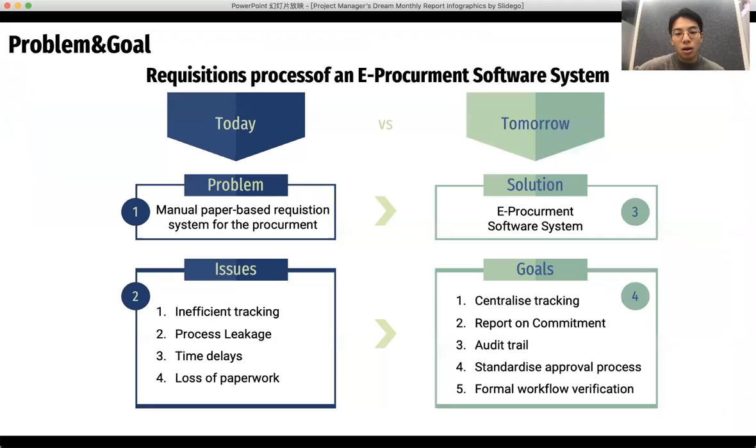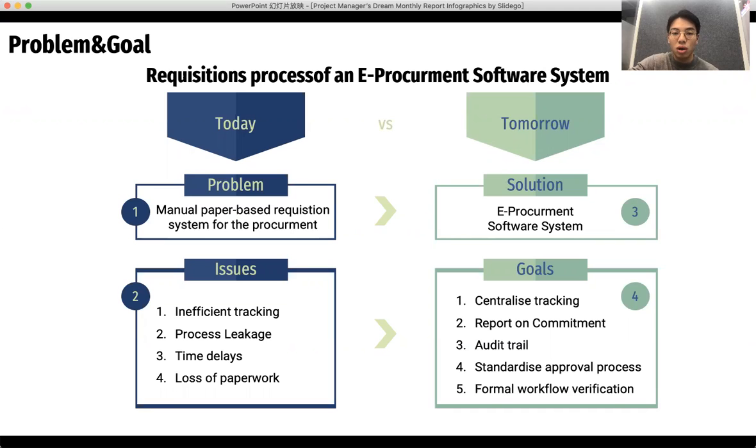And regarding this part, Museum Victoria is currently using a manual paper-based requisition system for those massive procurement processes. Yet it faces a lot of issues, for instance, inefficient tracking, process leaking, time delays, and lots of paperwork. So this project aims to solve these issues by proposing an online procurement software system.